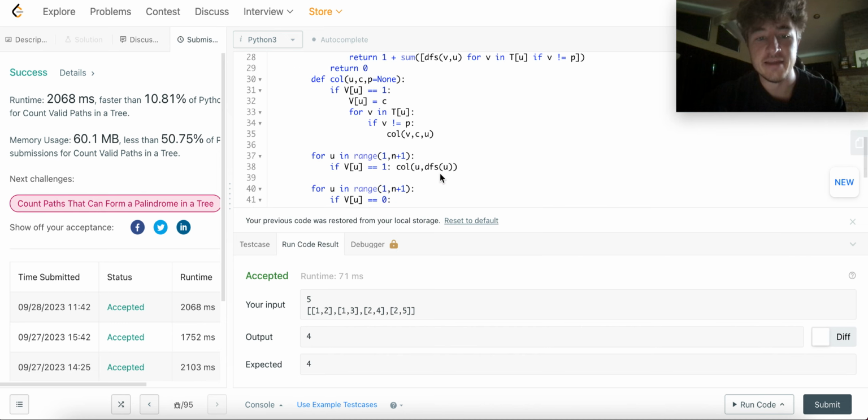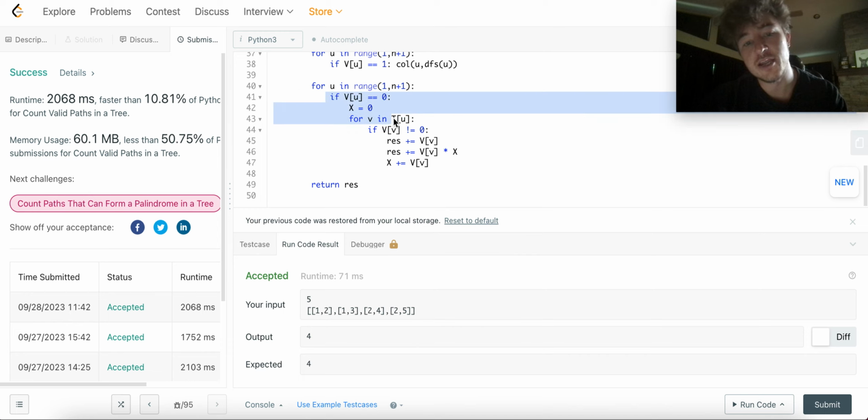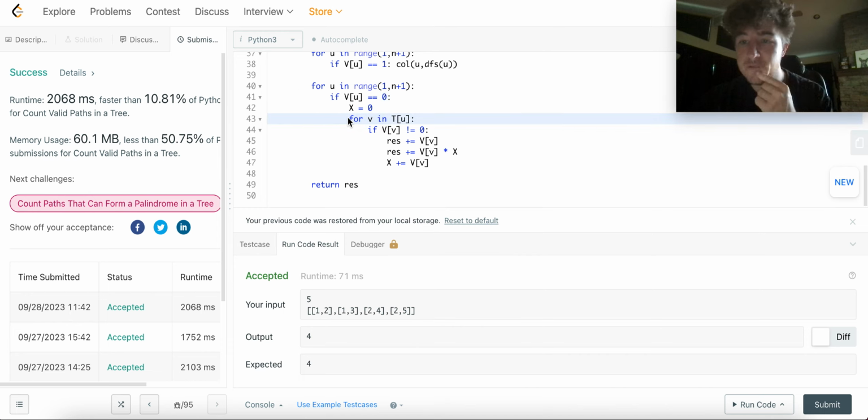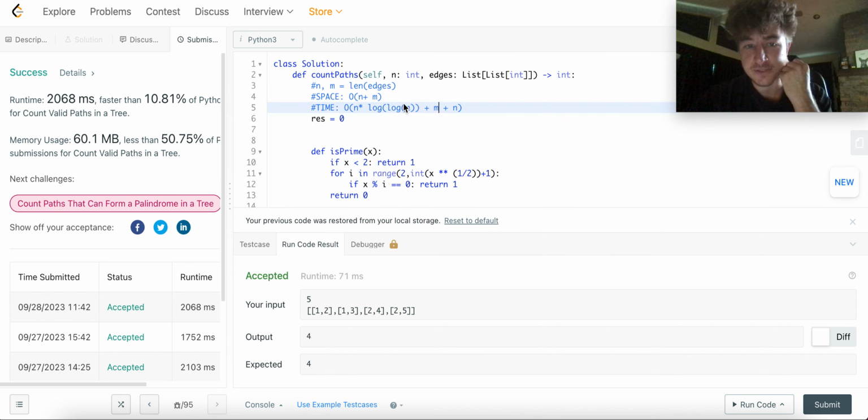All right. And then finally, you look at all the nodes again. You do n operations. And then you look at all of its neighbors, right? And then you just do constant finds to get away from n choose 2. So that's another n plus m. So this whole solution is n times log n plus m plus n.